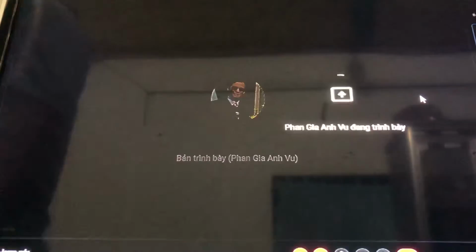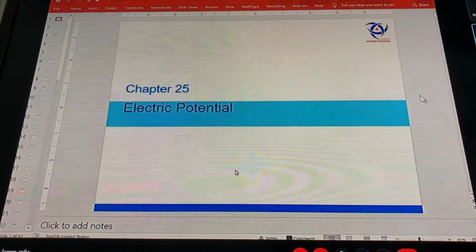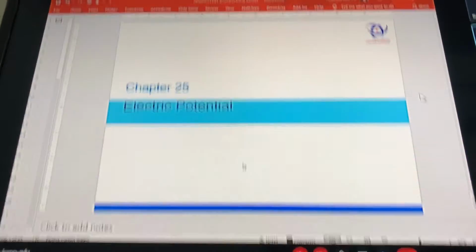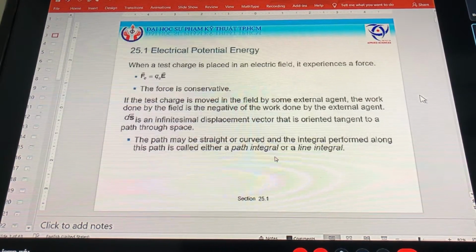So in this chapter, we will work with the electric potential, we will work with the potential energy, and later we have the relationship between the electric field and electric potential, the E vector and the V here. So first of all, for the definition, we will start with the force.